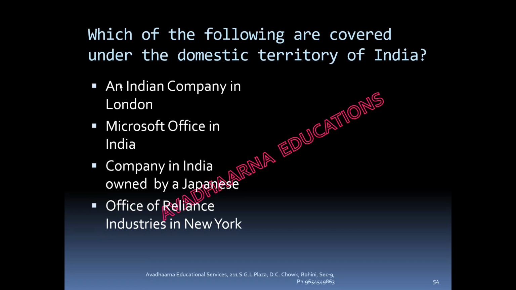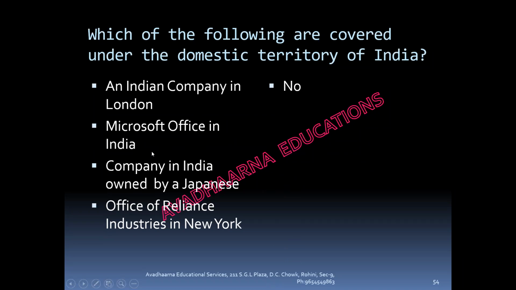So here is a short quiz. The question is, which of the following are covered under the domestic territory of India? First is an Indian company in London. Now, an Indian company in London is going to be a part of the domestic territory of London. So this is not going to be a part of Indian domestic territory.